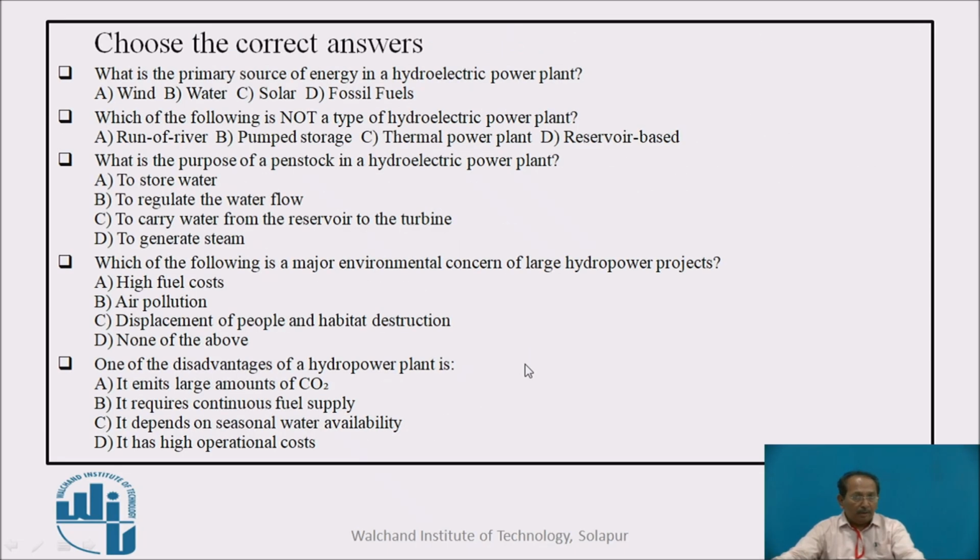These are some objective type questions for you. What is the primary source of energy in a hydroelectric power plant? Second, which of the following is not a type of hydroelectric power plant? What is the purpose of the penstock? Just now we have seen the purpose of the penstock in a hydroelectric power plant. Which of the following is a major environmental concern of large hydropower projects? And finally, the fifth one: one of the disadvantages of the hydropower plant.